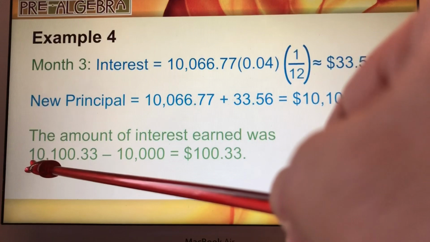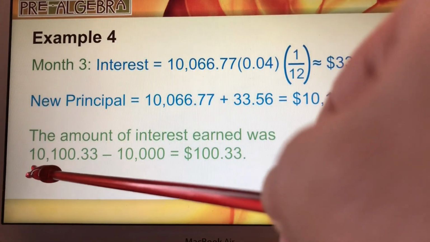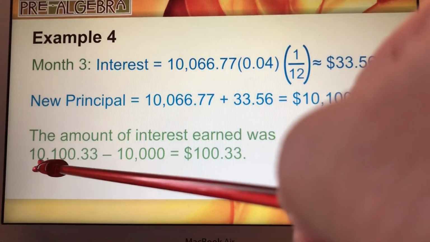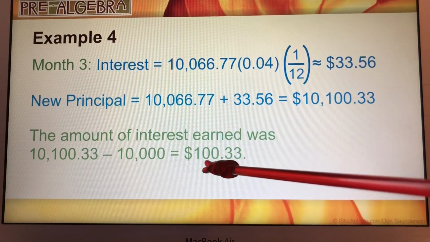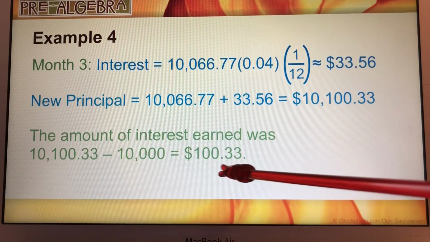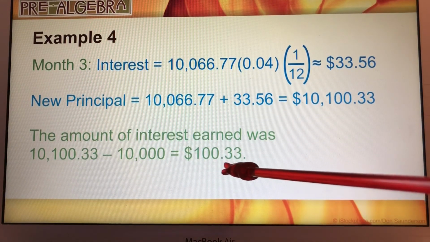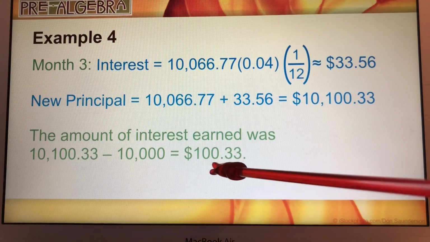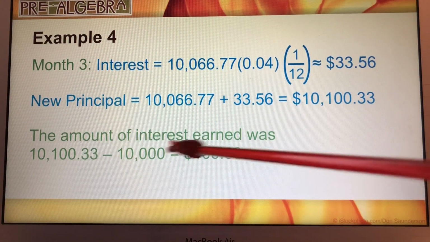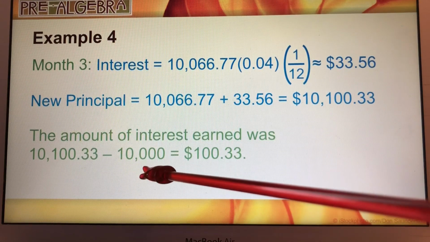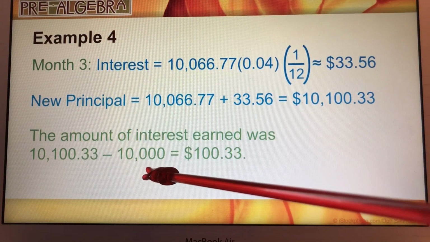Then I subtract that from the amount after 3 months of earning interest, and then I can find out how much interest alone I got in 3 months. This is how much the bank is giving me for putting $10,000 into a savings account.